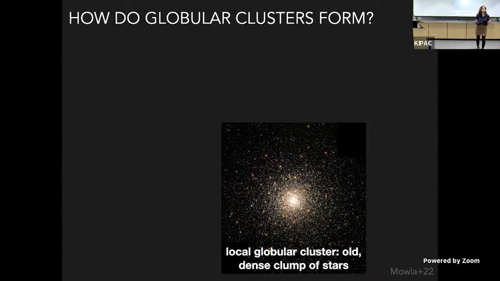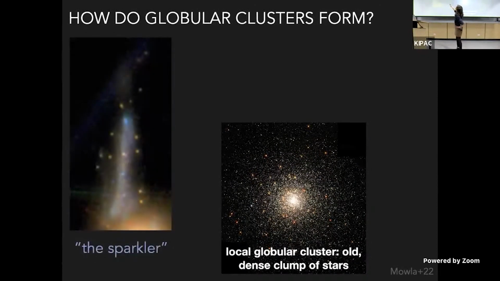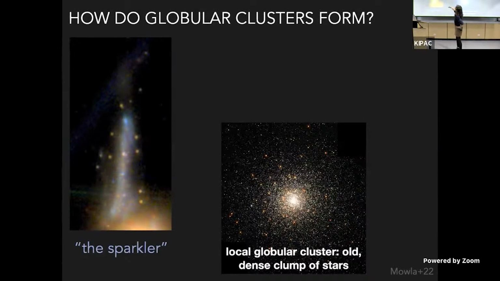So globular clusters in the local universe look like this. They're these very, very old, very dense clumps of stars that we see usually on the outskirts of galaxies. And we don't know why they form. We don't know how old they are. They're very mysterious because they're so old that it's really hard to tell much about them.